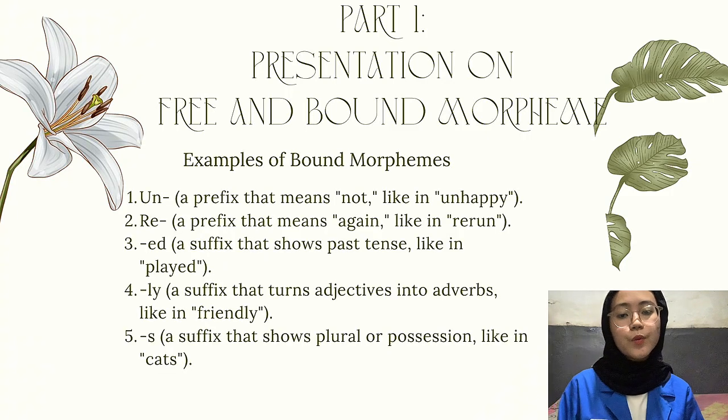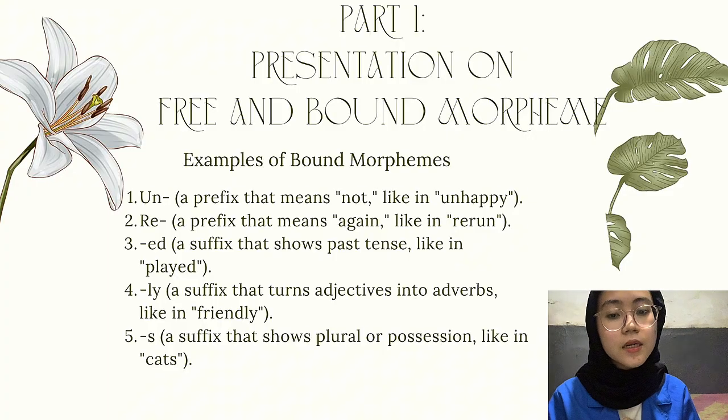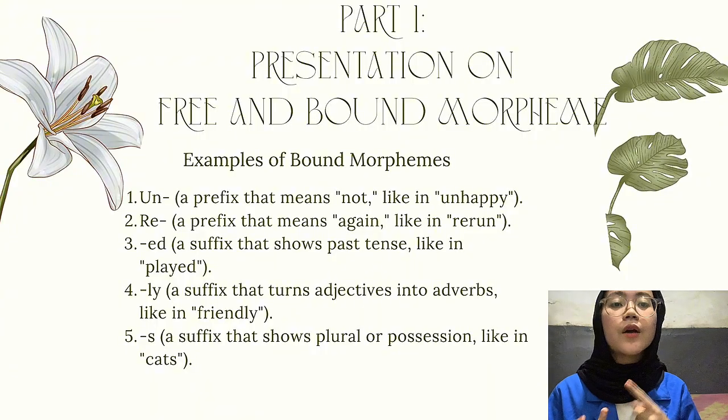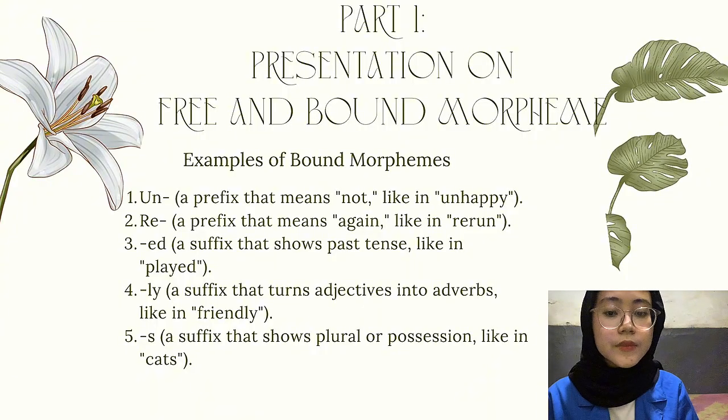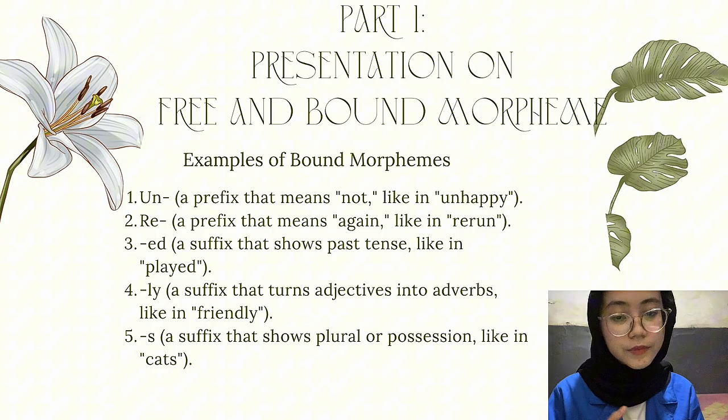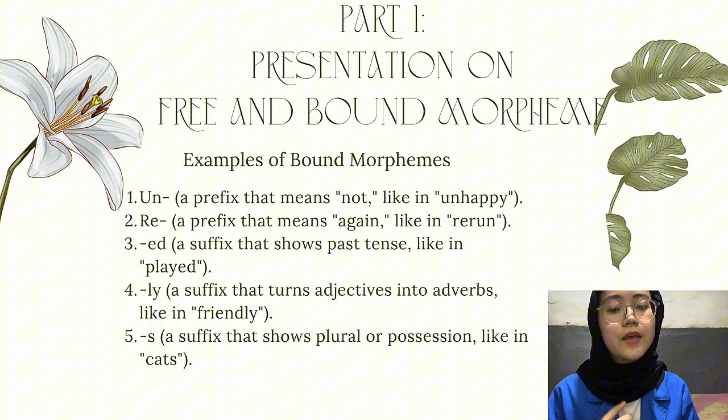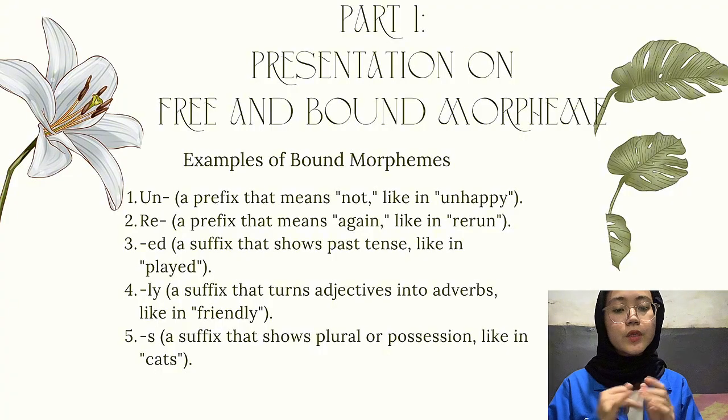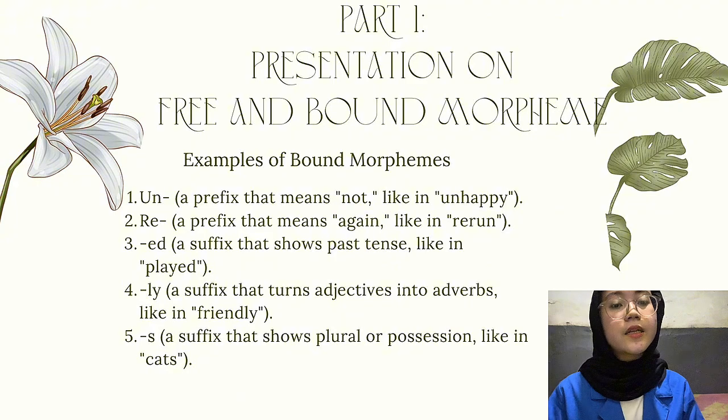Examples of bound morphemes. The first one is un. It's a prefix that means not, like unhappy. The second is re, a prefix that means again, like rewrite or rerun. The third is ed. It's a suffix that shows the past tense, like played or walked. The fourth is ly, a suffix that turns an adjective into an adverb, like friendly. And the last is s, a suffix that shows plural or possession, like in cats.